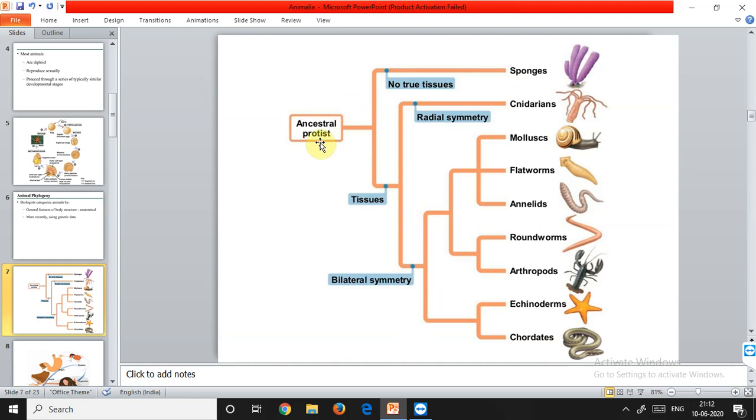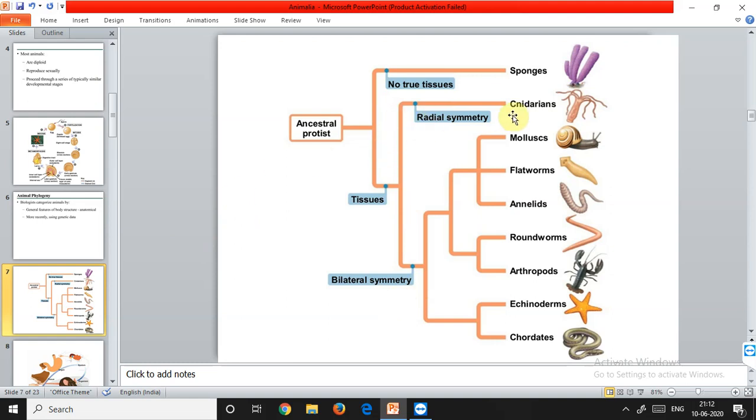These are considered to be the oldest ones, or the most primitive ones. They have no true tissues. Then what comes under this? The sponges. Then when tissues arise, they were again further divided. So now the division was on the basis of symmetry, how the organisms divide. The two types of symmetry were the radial symmetry and the bilateral symmetry. I'll show you what happens in radial and bilateral symmetry later on, but first let's discuss this tree.